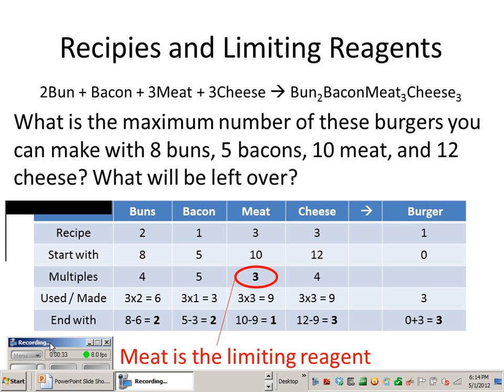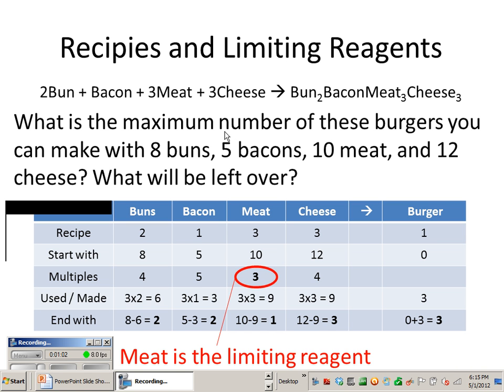So let's consider a burger where you have a final product of a burger that has 2 buns, 1 bacon layer, 3 meats, and 3 cheeses. The ingredients for this are 2 buns, 1 bacon, 3 meats, and 3 cheeses. There's not really anything exciting about this. I didn't package these up into packages that you'd have to count up.